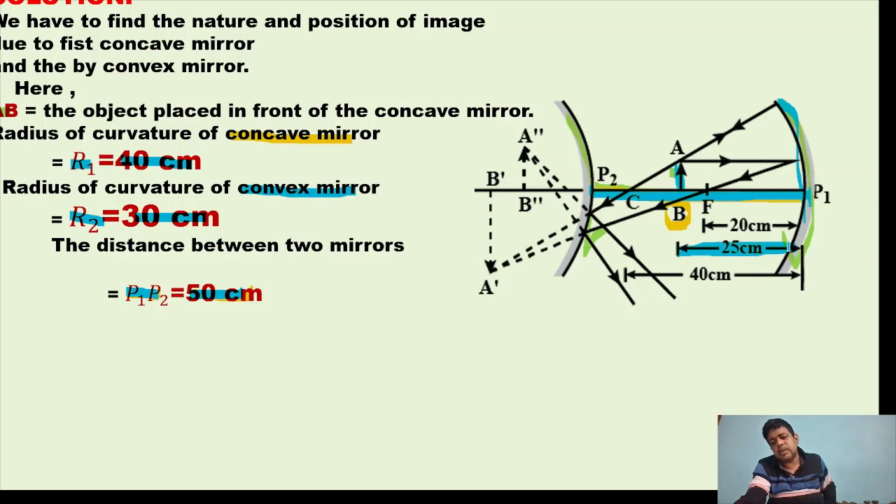Now the radius of curvature of the concave mirror is 40 centimeters, so the focal length is 20 centimeters. Yes or no? The radius of curvature of the convex mirror is 30 centimeters, so the focal length will naturally be 15 centimeters, right?